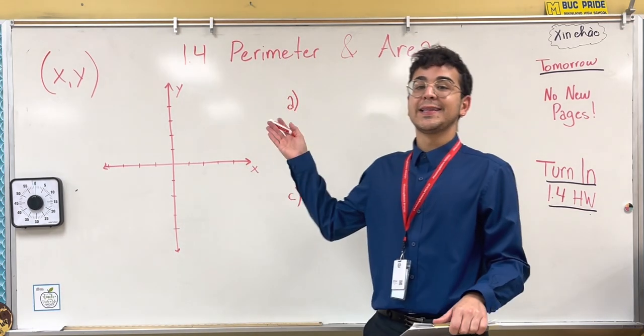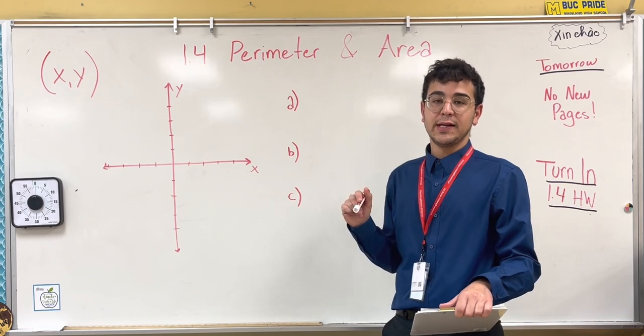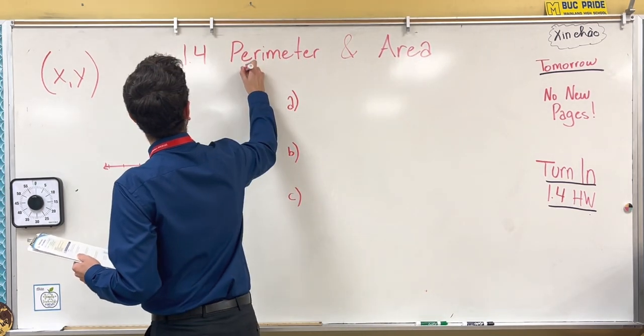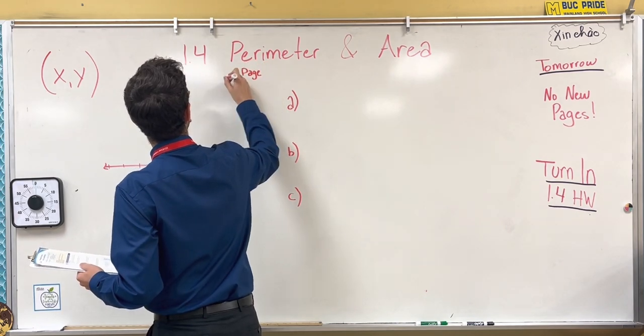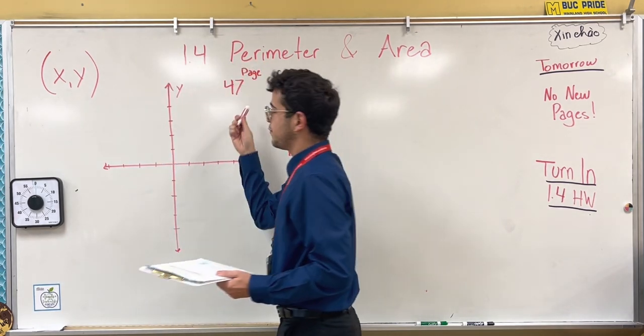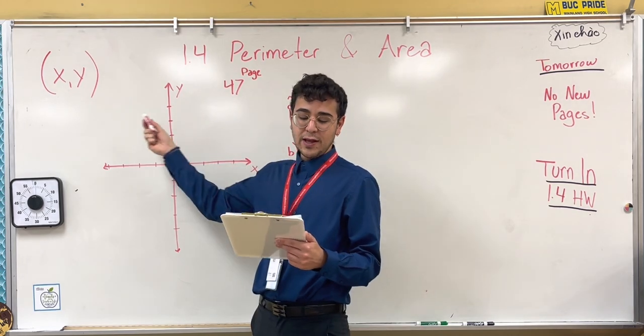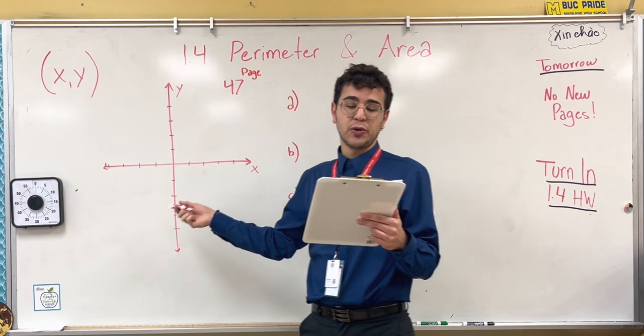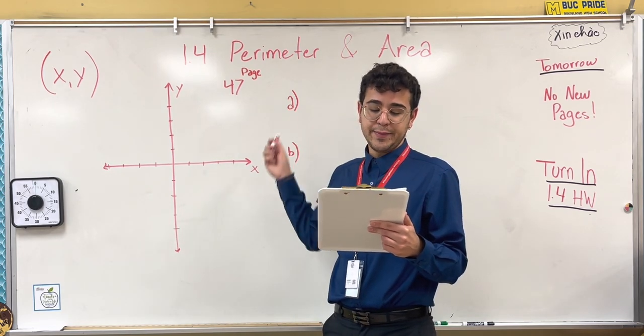Today we're in lesson 1.4, perimeter and area. Join me on page 47. On page 47, you will see a blue square grid where you will draw the Explorer ABC.